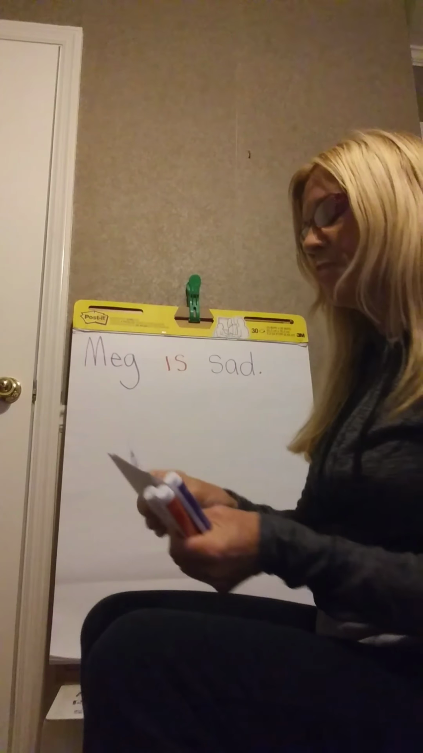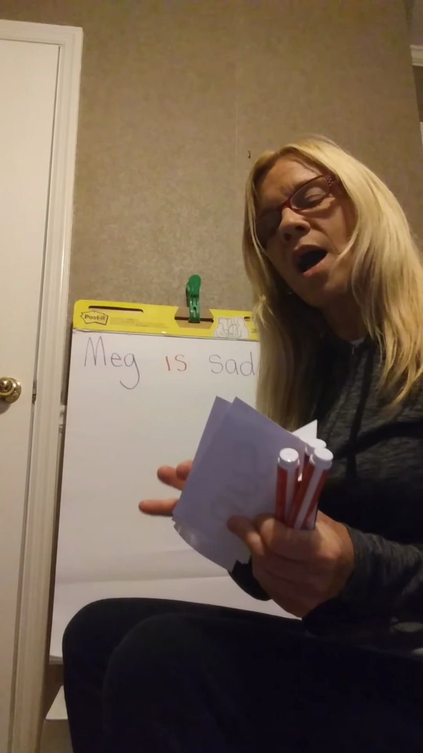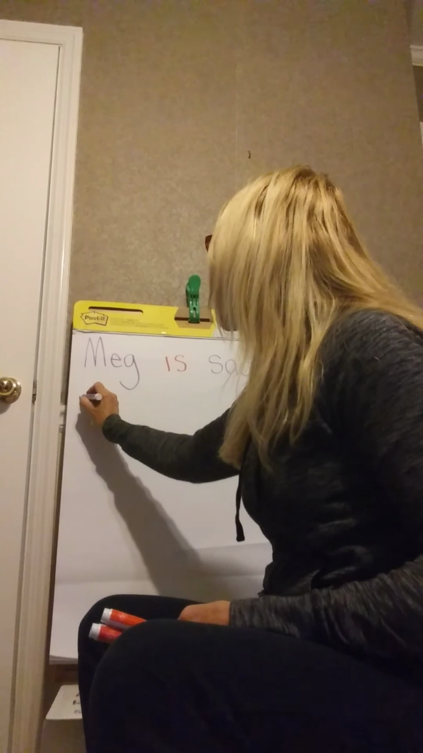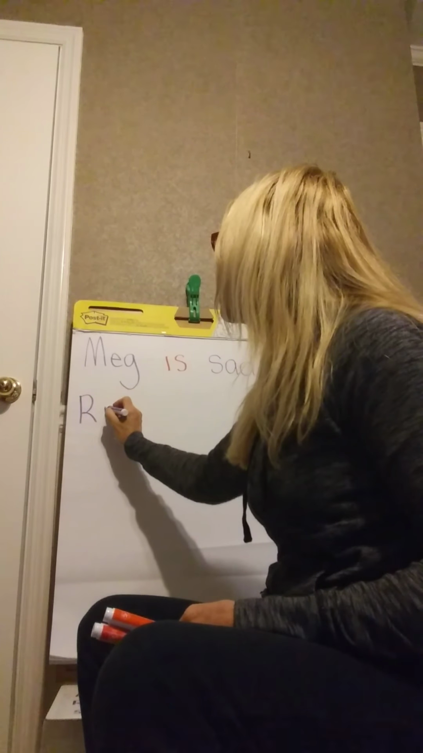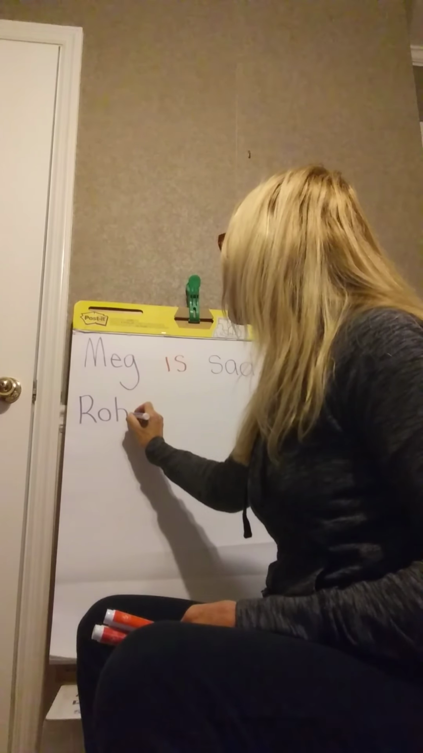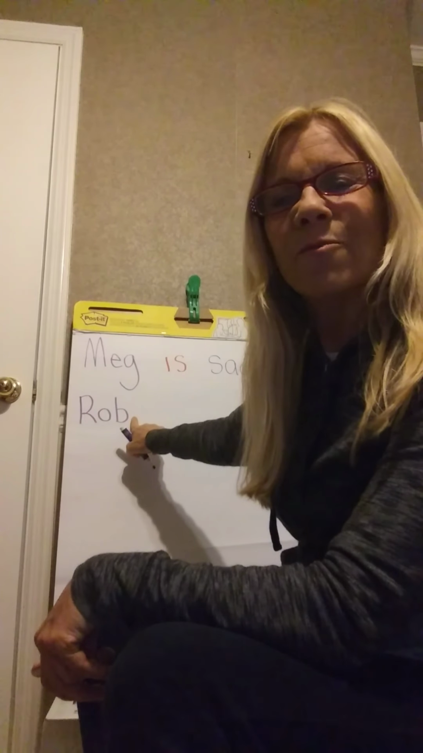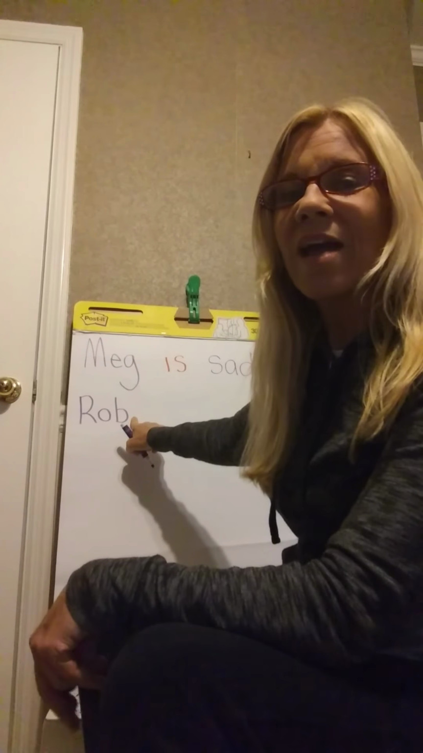Okay, are you ready? All right, so our sentence, Rob sat in the sun. So help me write that sentence. What am I going to start with? Uppercase. Very good. So I have the uppercase letter. Rob. Do I write the word sat right next to it? Oh no, we have to have our finger space.